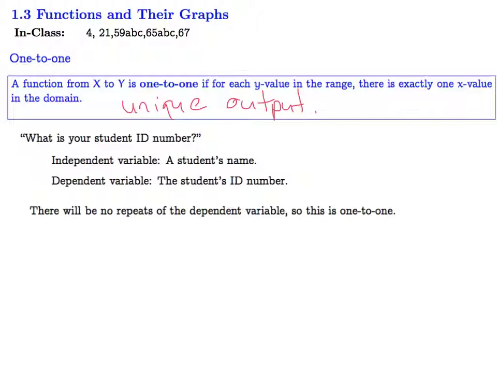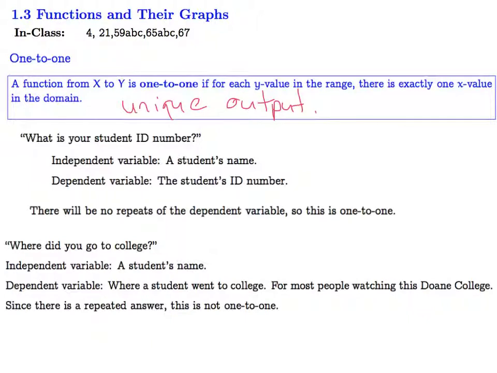We also want to look at a non-example. The question, where did you go to college, is not going to be one-to-one. We still have a good independent variable, which is a student's name. It's still a function because a student will usually only want to say one thing. They only went to one college, and for most people watching this is going to be Doane College. But since there's a possibility of repeated answers, this is not one-to-one.